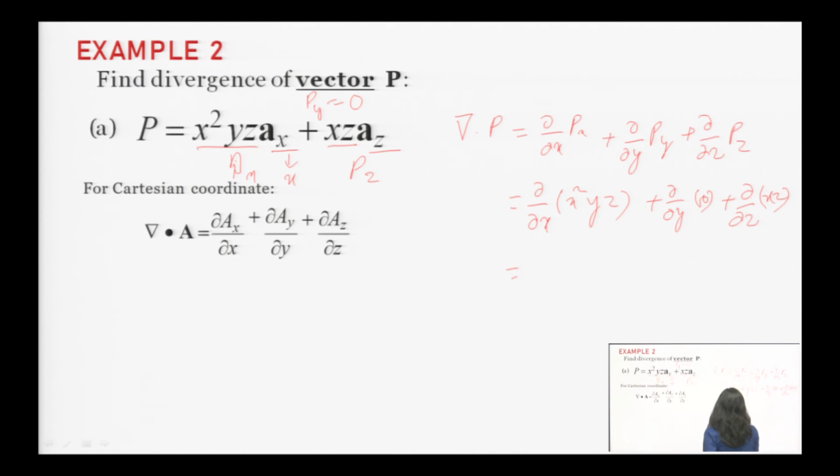After solving this we will get 2xyz, because all the quantities except x will act as a constant quantity. So we have written y and z as it is. However, the differentiation of x square will be 2x, plus this term is 0, and for this we need to write x as it is, and for z the differentiation with respect to z will be 1. So this is the final answer of this question.